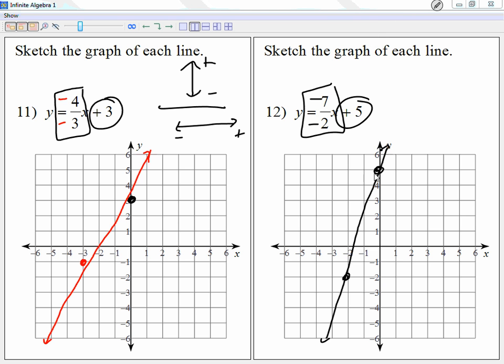Do notice that I did not just connect my points. This is not connect your points. This is a line that goes through your points. So it's not connecting points. Also notice that at the end, I put little arrows on my line. It keeps on going forever.